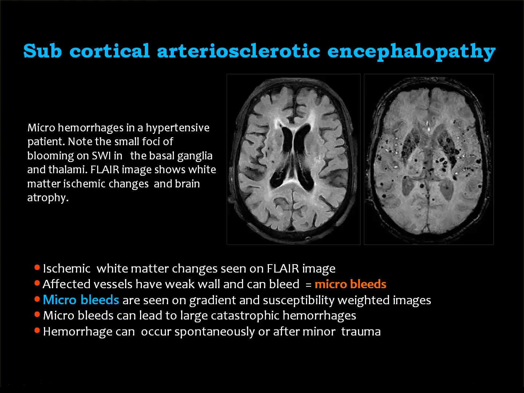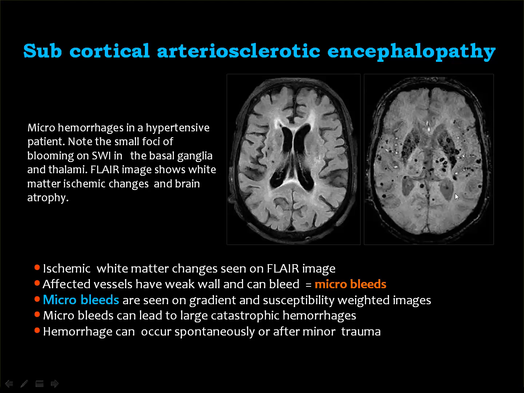Then this is the value of the gradient image or the susceptibility weighted images. Many times, many patients with subcortical arteriosclerotic encephalopathy have diseased vessels, and these diseased vessels may bleed, and this bleeding is known as microbleeds. You cannot see these microbleeds except by the gradient or the susceptibility weighted image.